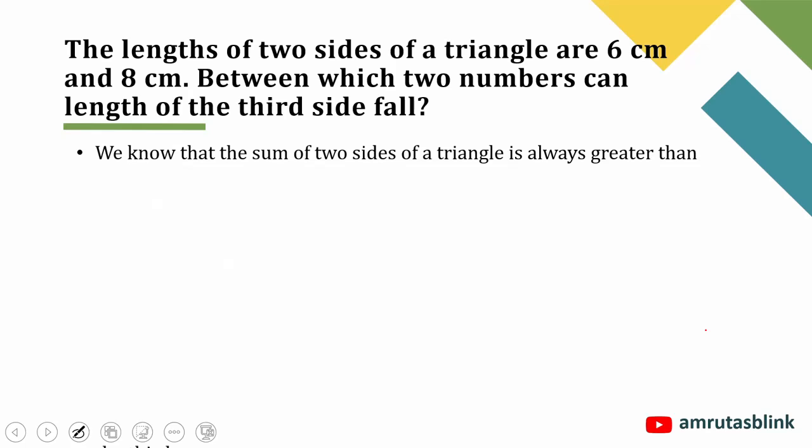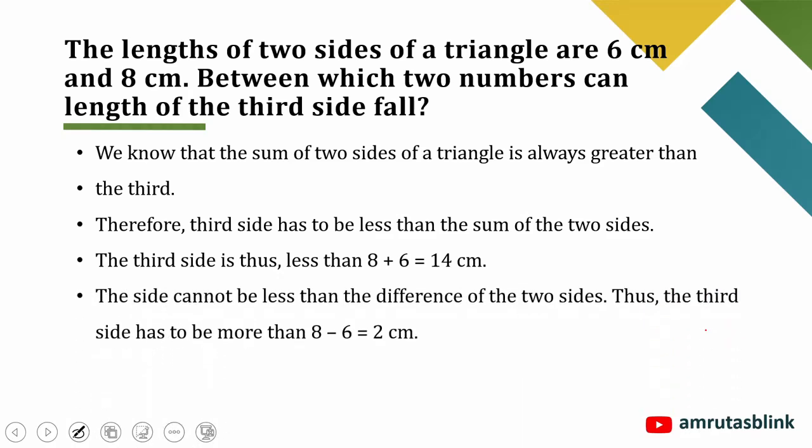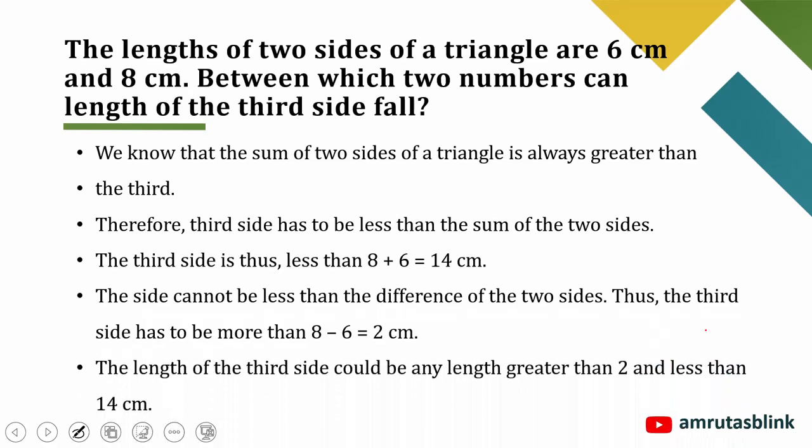We know that the sum of two sides of a triangle is always greater than the third side. Therefore, the third side has to be less than the sum of two sides. The third side is thus less than 8 plus 6 is equal to 14 cm, and the side cannot be less than the difference of two sides. The third side has to be more than 8 minus 6, that is 2 cm. Hence we can say that the length of the third side could be any length which is greater than 2 and less than 14 cm.